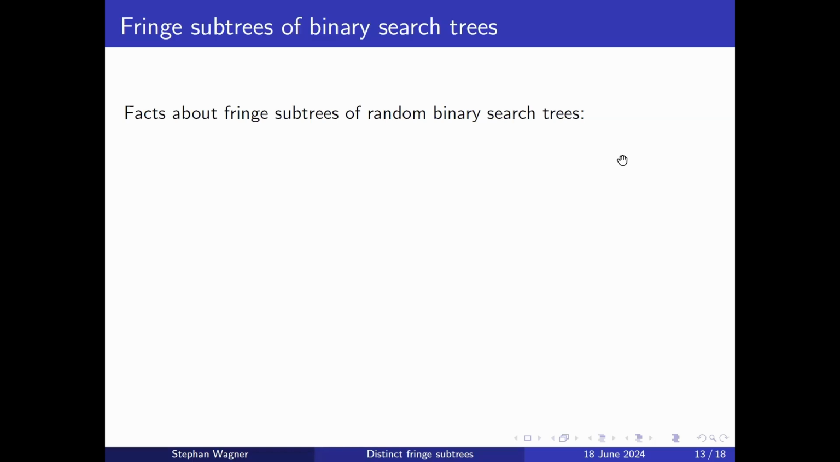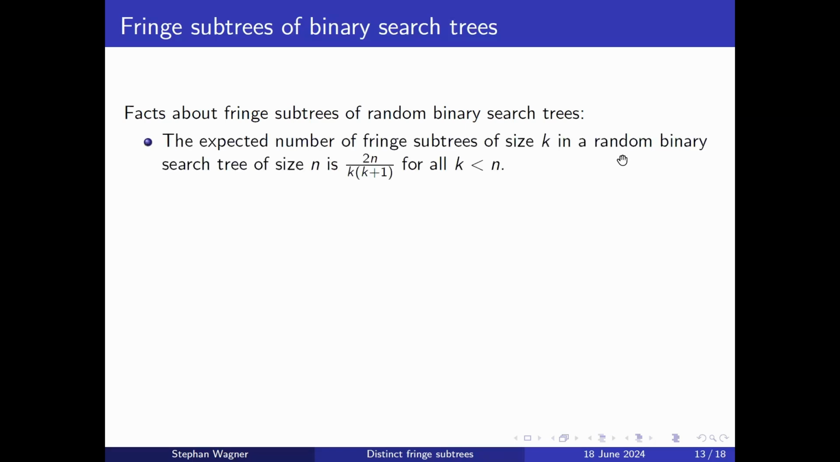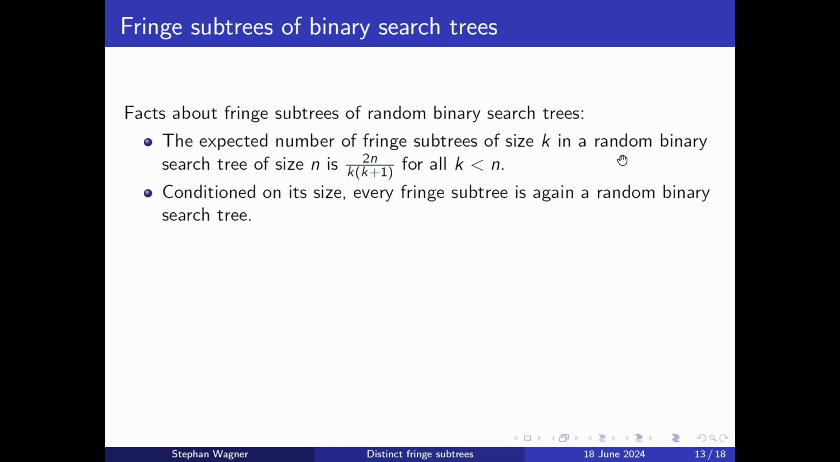And then I need a few things that are also reasonably well known about fringe subtrees of random binary search trees, specifically how many are there in total. So for any given size k, the number of fringe subtrees of that size k is in expectation 2n over k plus 1. And if you condition on the size of a specific fringe subtree, then it just behaves as a smaller random binary search tree.